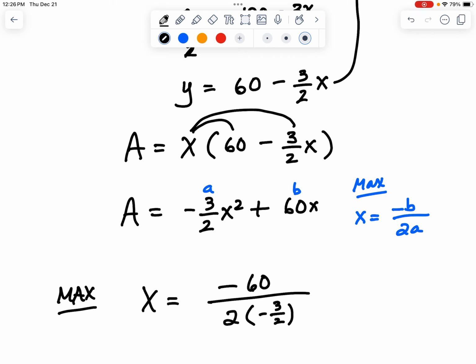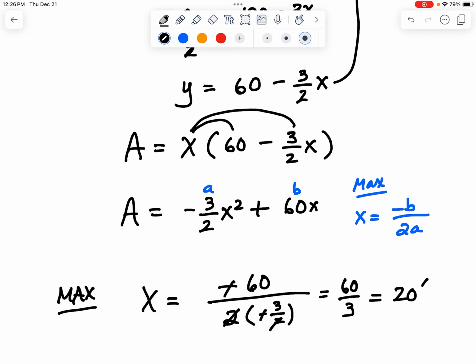And it looks like I could do this even without a calculator, because the 2 on the top and the 2 on the bottom will cancel. The negative will cancel the negative, and all that's left is 60 divided by 3. That is also known as 20 feet.